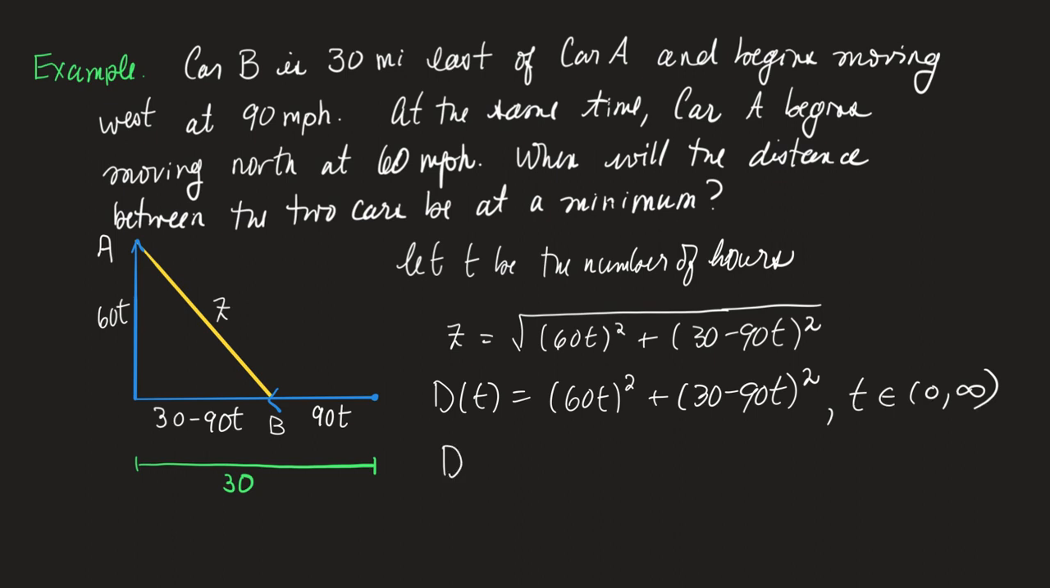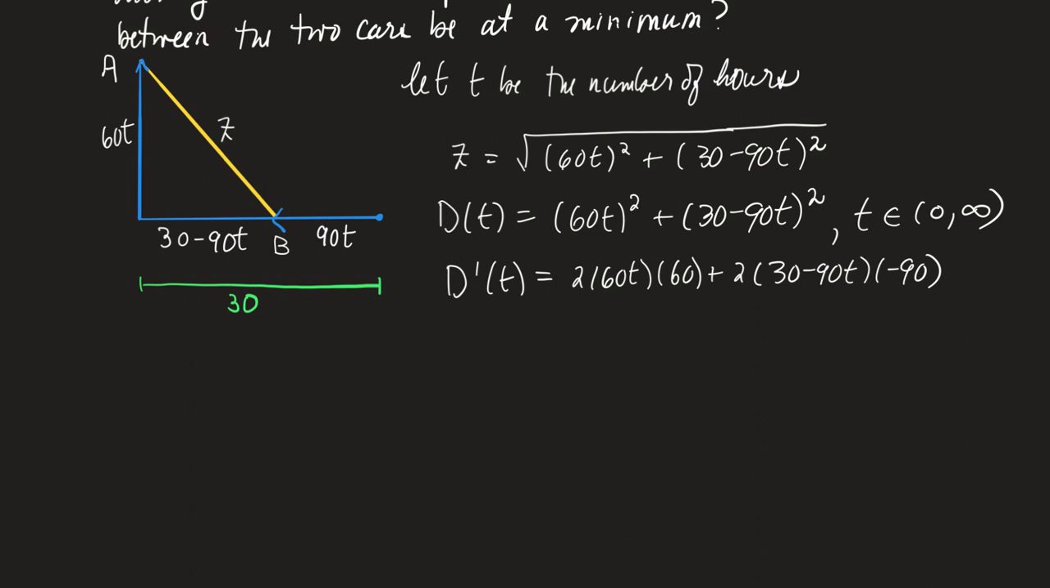And so to do that, I should first find my critical number. So let's go ahead and take the derivative. So we'll use the chain rule. And so when I differentiate, this is what I get. And I'm going to simplify that. So I've gone ahead and I've simplified, and that's what I get.